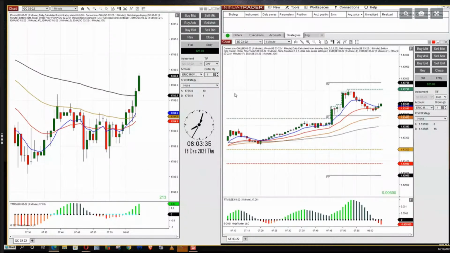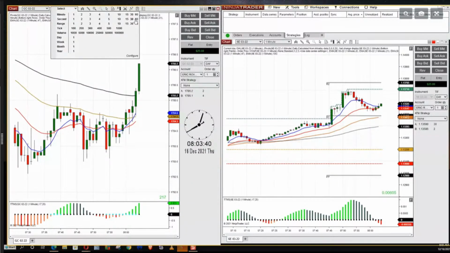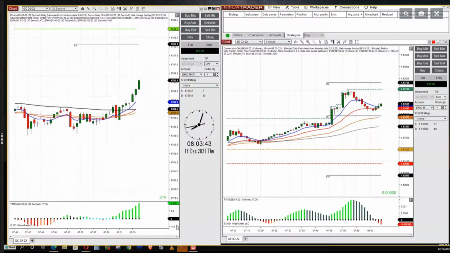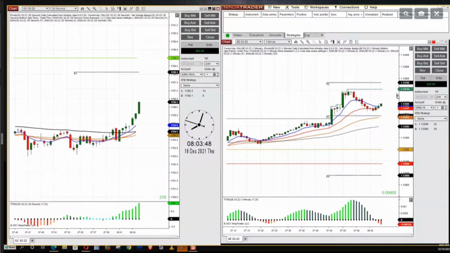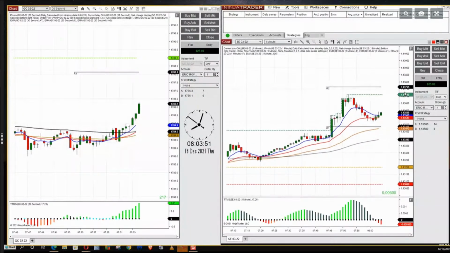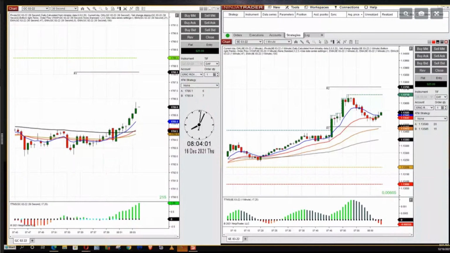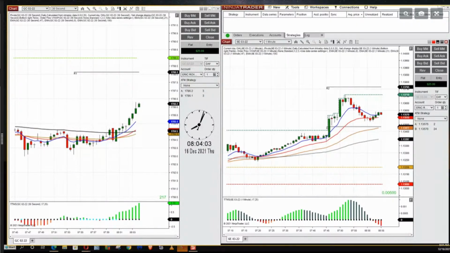So I'm going to look at two different types of charts. I'm going to look at gold on a 30-second chart. And I'm also going to look at micro gold. Now, the goal would be to try to trade in a direction that agrees with the trend of gold. Look at the large trend in gold. It's very large, okay?